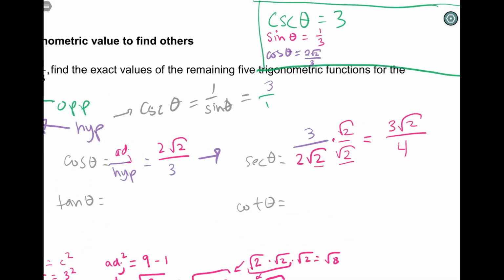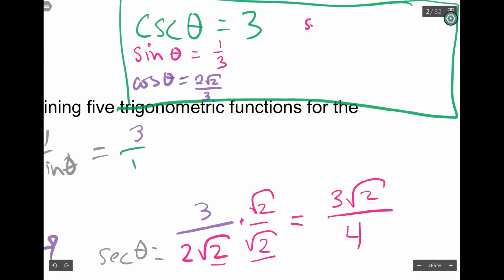Cool. Alright, let me write this one up here. So secant of theta is going to be equal to 3 square root 2 over 4. Once again, I just don't like leaving the radicals in the bottom. It just is a lot nicer, cleaner this way.